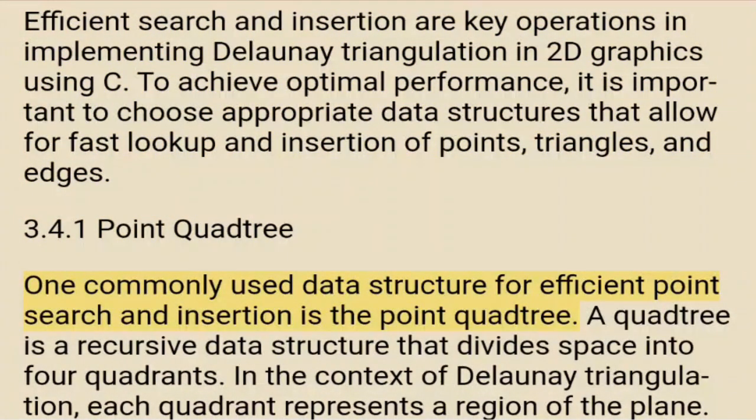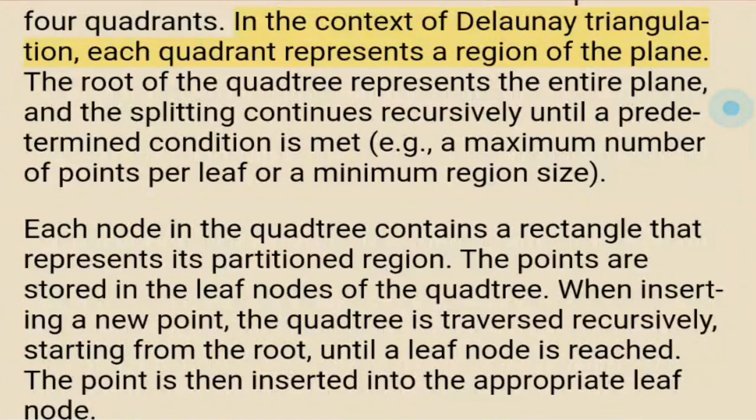One commonly used data structure for efficient point search and insertion is the point quad tree. A quad tree is a recursive data structure that divides space into 4 quadrants. In the context of Delaunay triangulation, each quadrant represents a region of the plane. The root of the quad tree represents the entire plane, and the splitting continues recursively until a predetermined condition is met, e.g., a maximum number of points per leaf or a minimum region size.